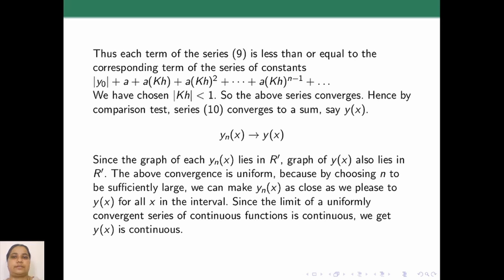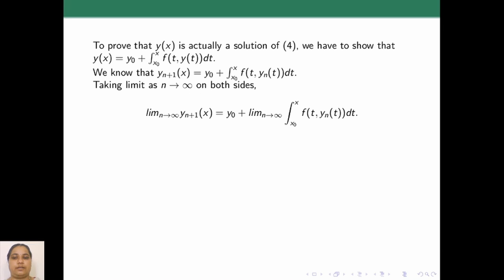Hence, by comparison test, the series 10 also converges to a sum, say y of x. Yn of x converges to y of x. Since the graph of each yn of x lies in R dash, the graph of y of x also lies in R dash. The above convergence is uniform because by choosing n sufficiently large, we can make yn of x as close as we please to y of x for all x in the interval. Since the limit of a uniformly convergent series of continuous functions is continuous, we get y of x is continuous.